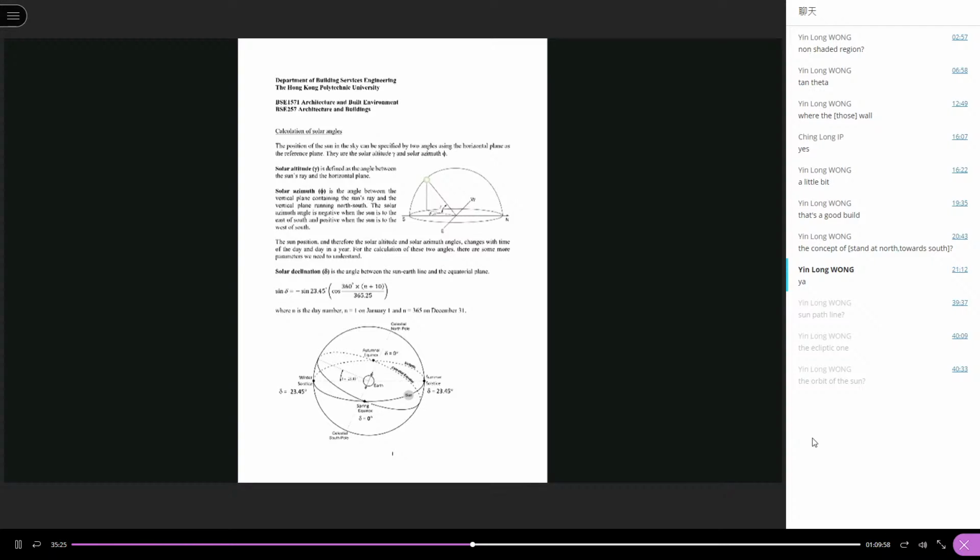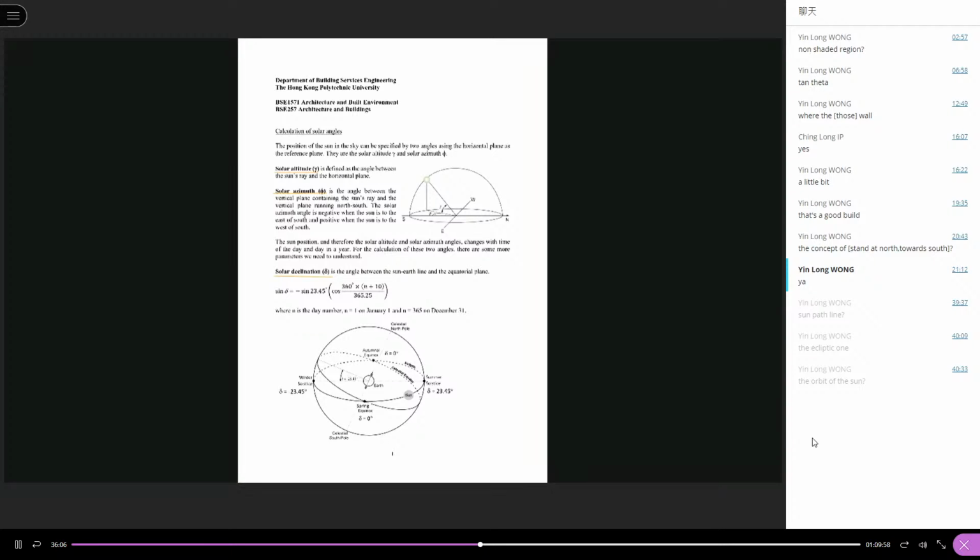So we have learned these two angles, solar altitude and the solar azimuth. I'm not going to explain again, so please read it. The sun position, and therefore these two angles, change with time. We know it. And the solar declination. What is the solar declination? The solar declination is the angle between the line connecting the sun and the earth and the plane containing the equator, which is the equatorial plane.